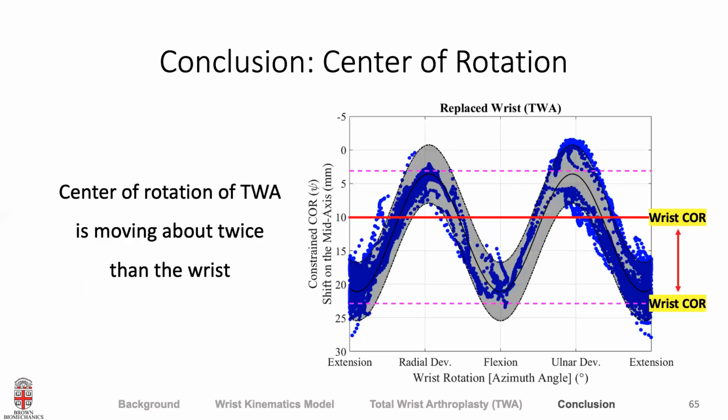So some key points here. First, we found out that the center of rotation of the total wrist arthroplasty moves about twice that of a wrist. And we also provided a continuous accurate representation of the center of rotation that can be helpful in designing future implants, which is actually something we are doing right now in the lab to design an implant using this data.